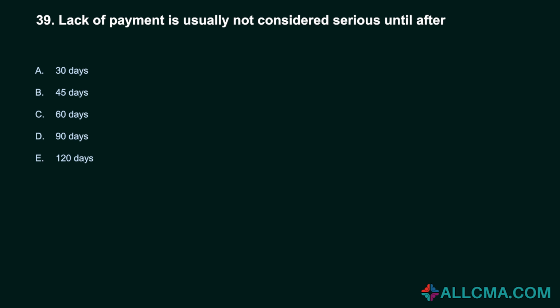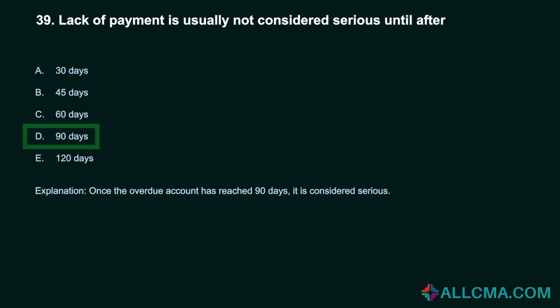39. Lack of payment is usually not considered serious until after A. 30 days. B. 45 days. C. 60 days. D. 90 days. E. 120 days. Correct answer, D. 90 days. Once the overdue account has reached 90 days, it is considered serious.